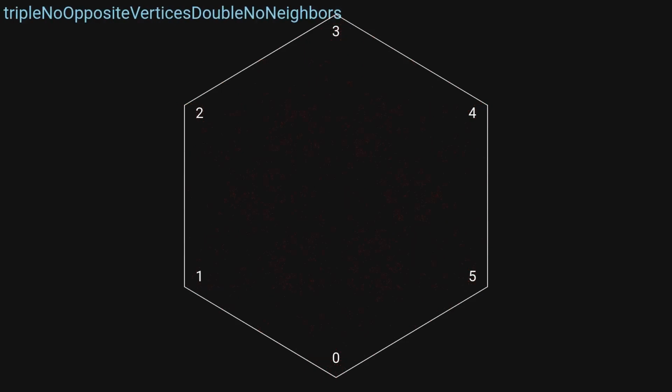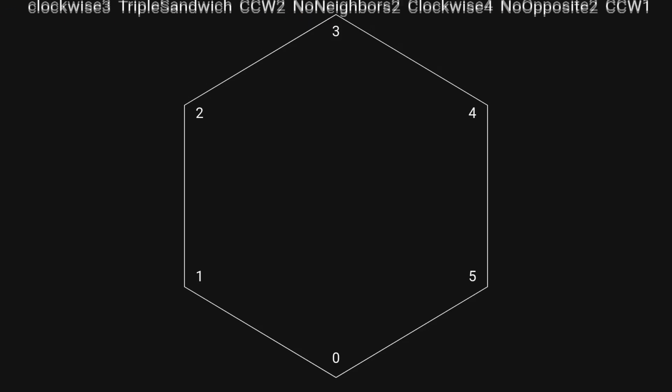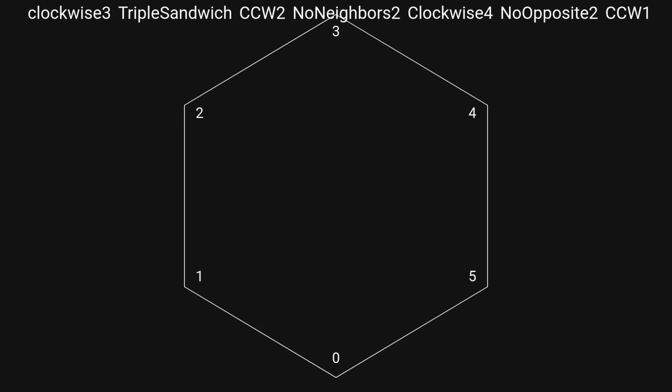There's really no limit to the number of rules you can apply to generate unique fractals. Don't believe me? We'll take a look at this rule. I named it clockwise 3 triple sandwich, counterclockwise 2 no neighbors, 2 clockwise 4 no opposite, 2 counterclockwise 1. Don't worry about that weird naming convention, I can break it down for you. This is a chain of 19 rules executed in order using the modulo of the iteration number.